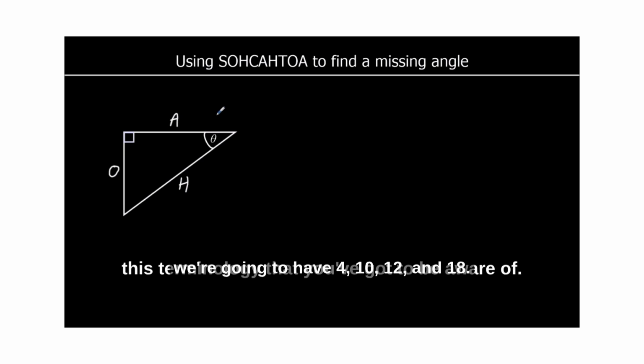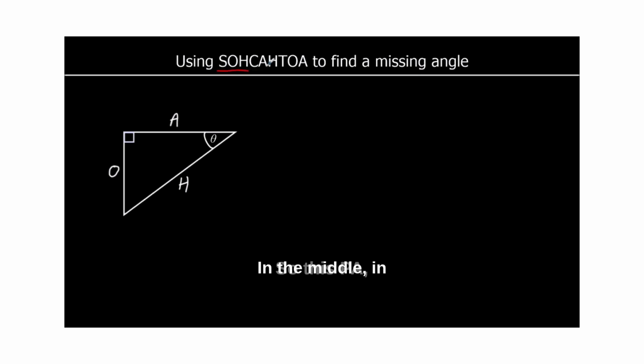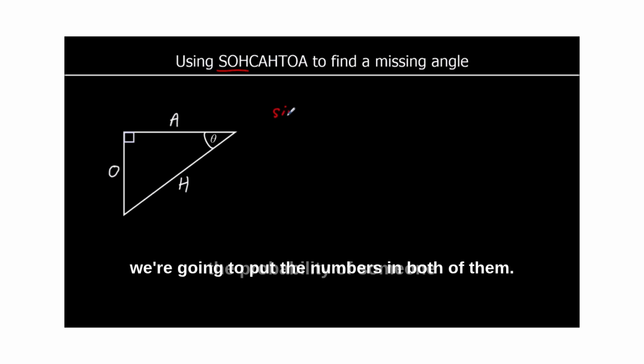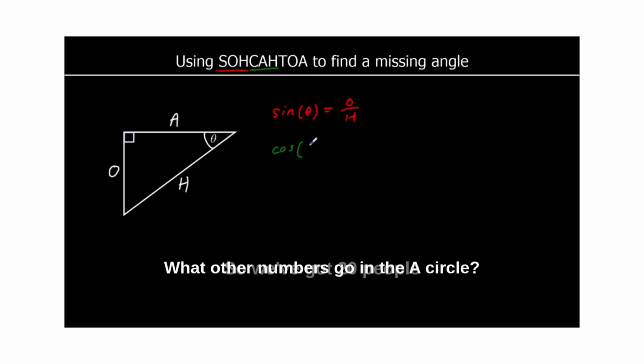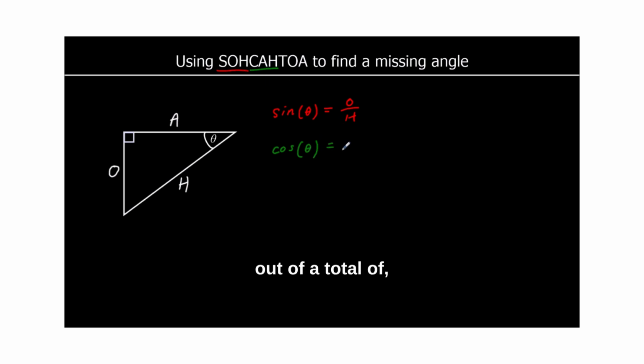And we had three trigonometric ratios. So we had SOH, which stands for the sine of an angle, sin theta, that just means the unknown angle, is equal to O over H. CAH: the cosine of an angle is equal to A over H. And TOA means tan of the angle is equal to O over A.